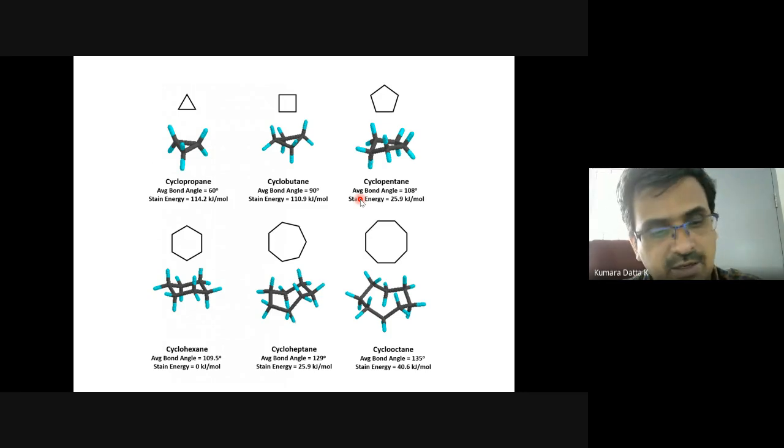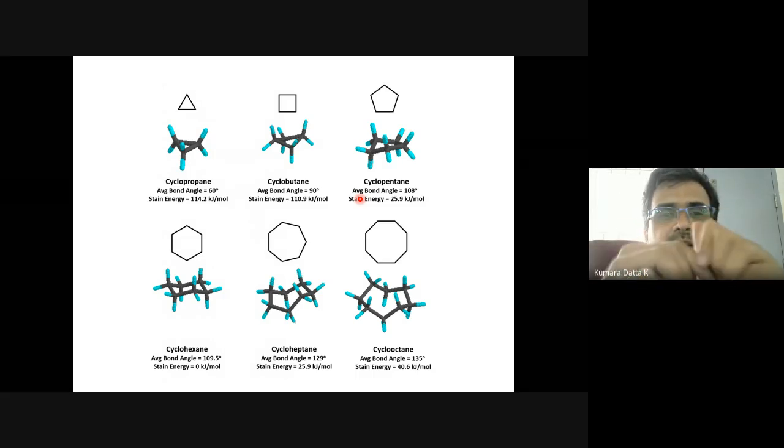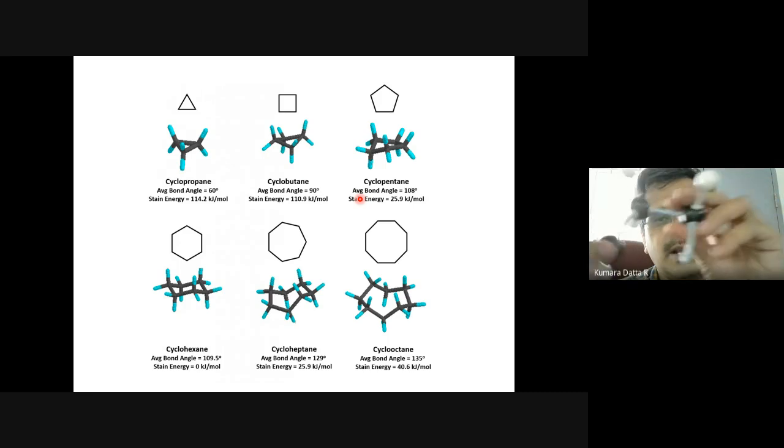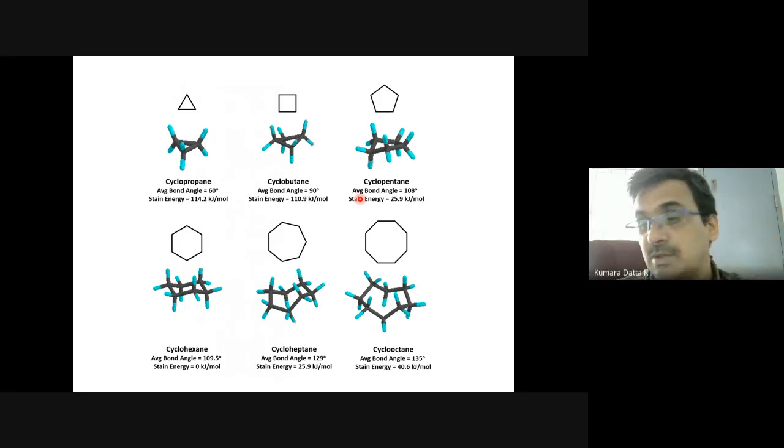Once it is strained, what happens? It wants to react. It needs to react by breaking the bonds. So it wants to break the bond because it is so much strained. Once it breaks, it will be more stable.